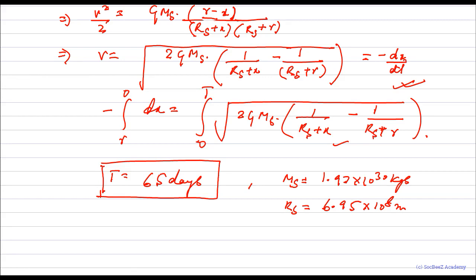A double star is a system of two stars moving around the center of inertia of the system due to gravitation.